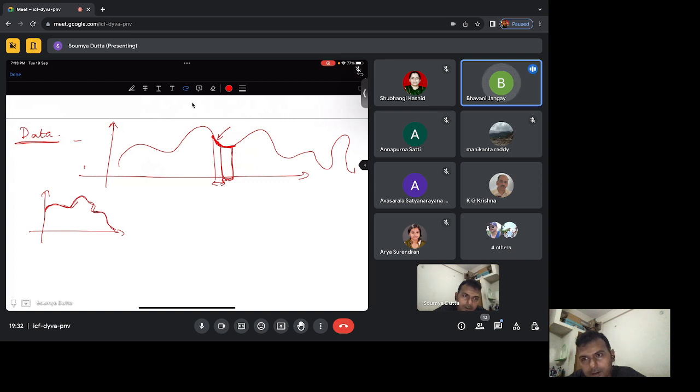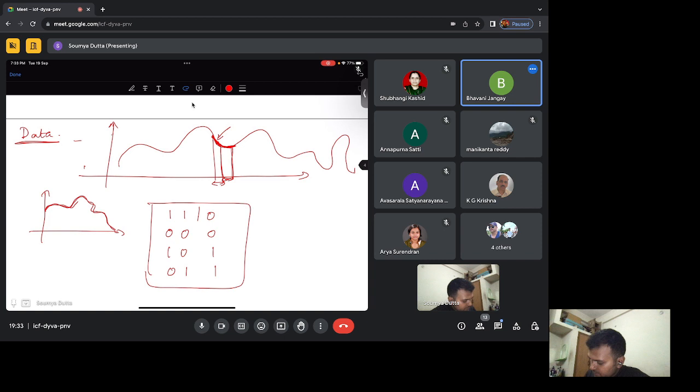So A and B: 1 1 means 0, 0 0 means 0, 1 0 means 1, and 0 1 means 0. 1 1 is 0, 0 0 is also 0, but 1 0 is 1. And 0 1 is also 0. If it was this, then I thought it was XOR, but here it was this. So I wasn't able to find out what type of logical function it is.